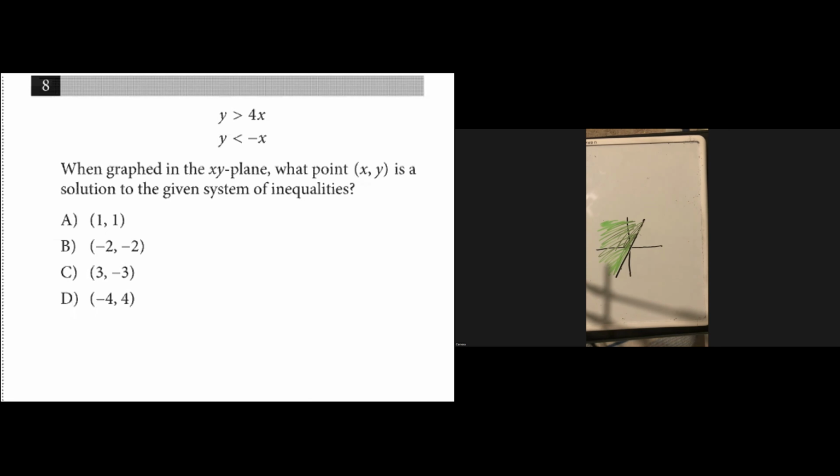And for the other one, we're given y is less than -x. So when x is 0, y is 0. When x is 1, y is less than -1. So this is like 1, 1. So this would be the other line. And for this one, the colors would be like this.